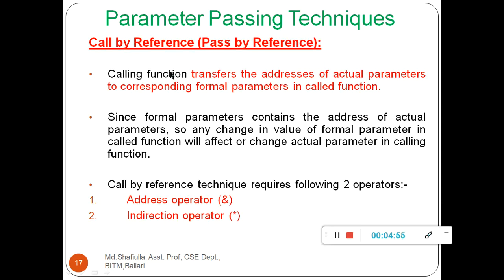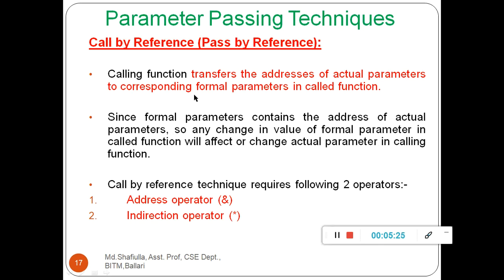Rather than copying the value, what the calling function does is transfer the addresses of actual parameters to the corresponding formal parameters in the called function. Since formal parameters have the addresses, they have the actual location, they have the reference, the address of actual parameters. So any change in the value of the formal parameter in the called function will affect or change the actual parameter in the calling function.